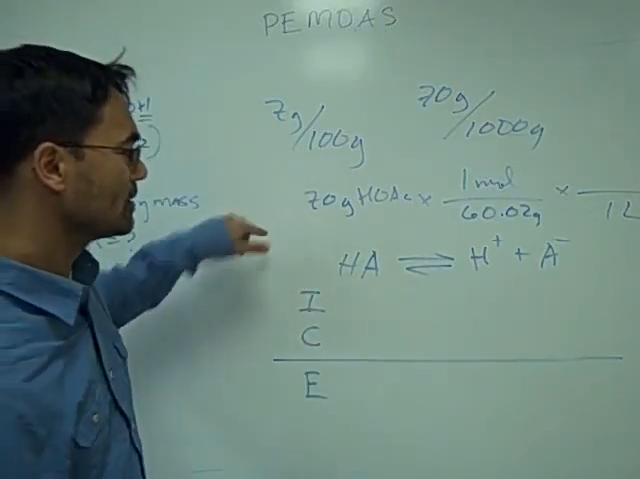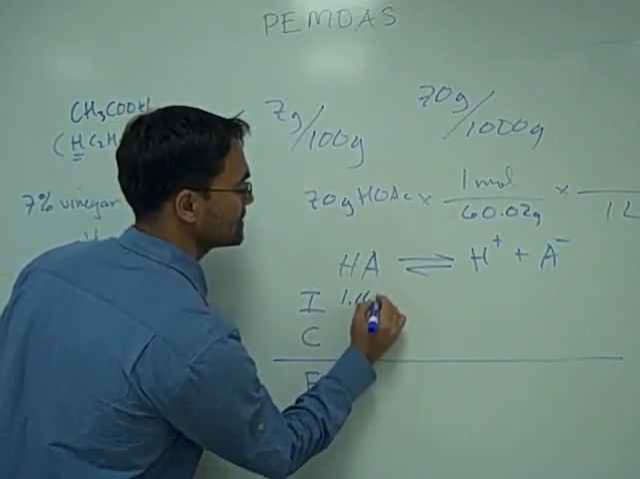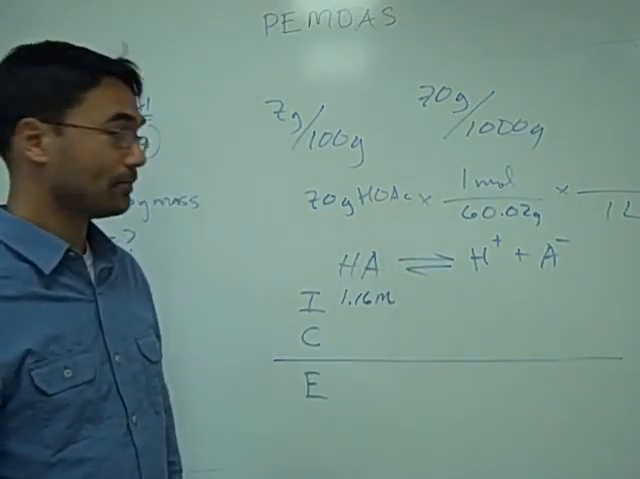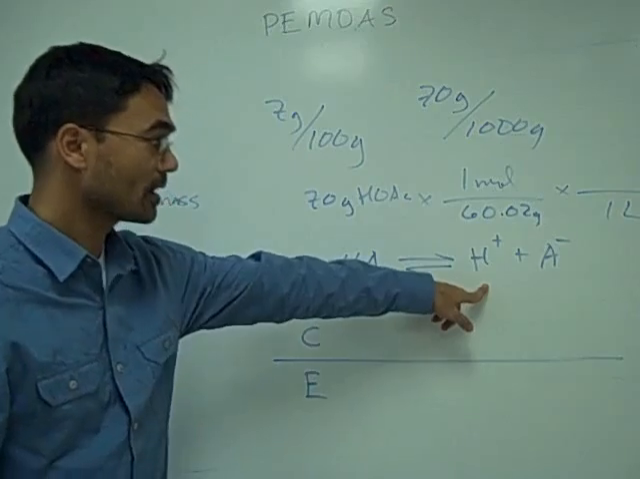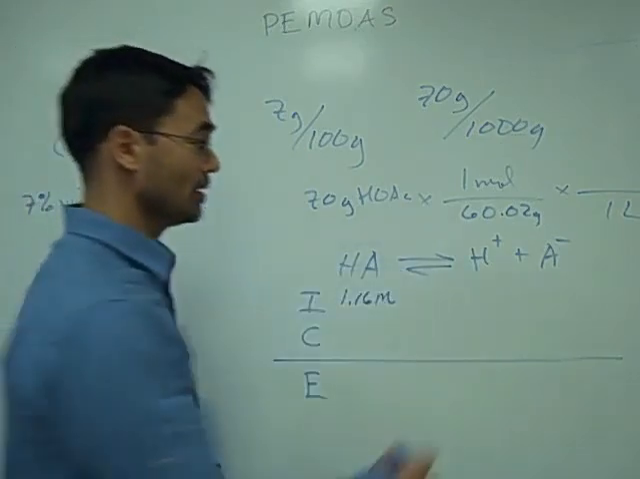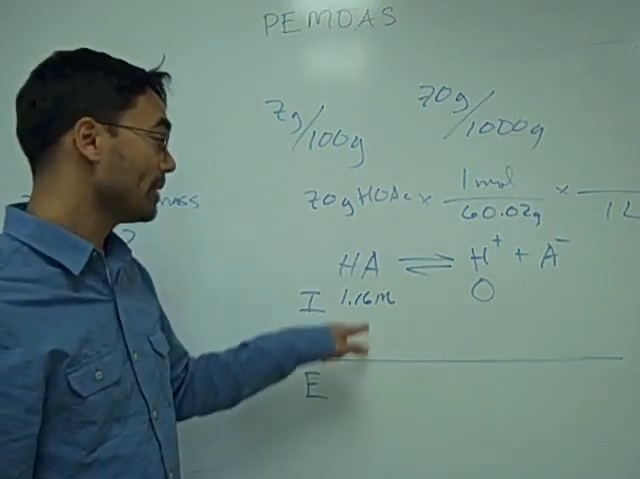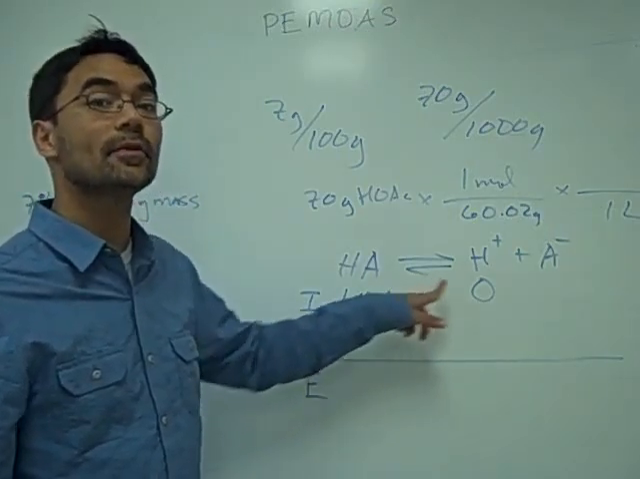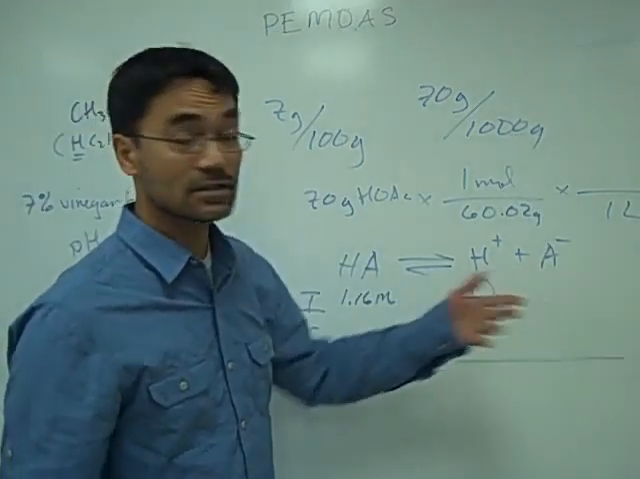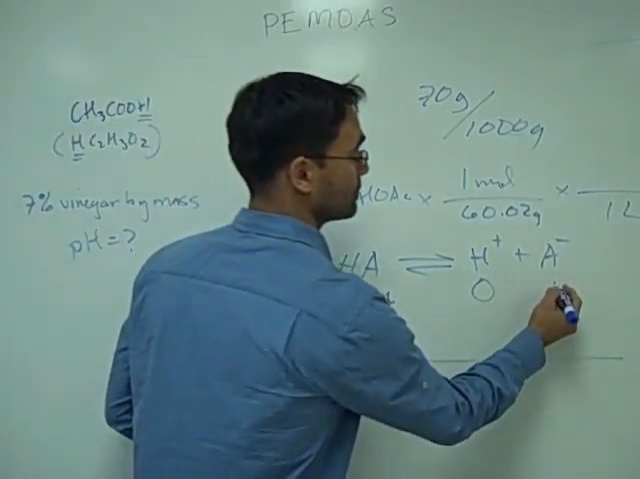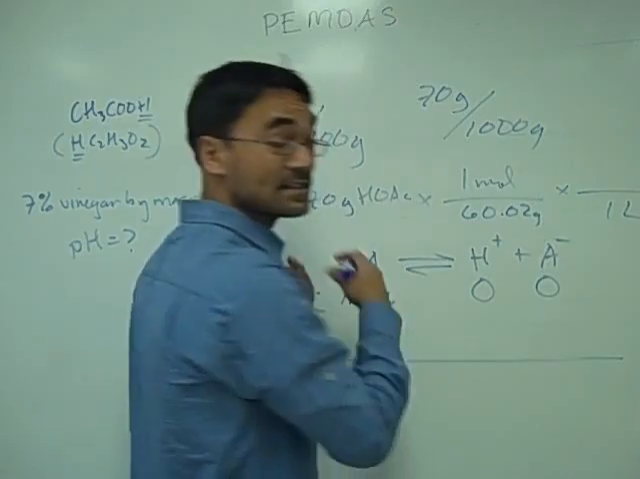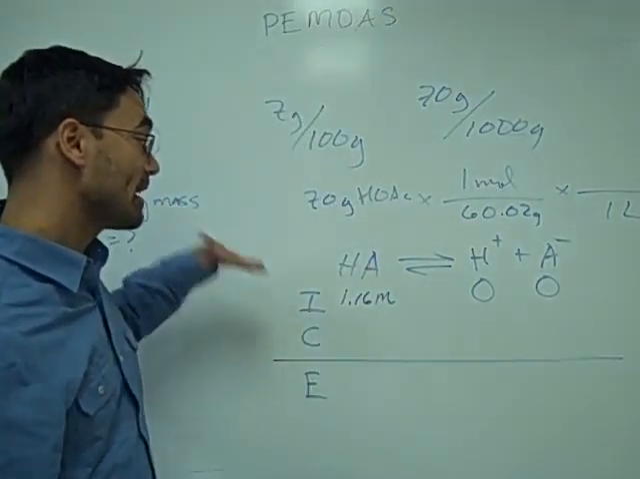I worked out this calculation real quick, and that is 1.16 molar acetic acid. Now, initially, our concentration of hydrogen we're going to label as a zero. It's not really zero. There are some hydrogen ions in all samples of water, but compared to the amount we're going to generate, it's practically zero. And of course, initially there are no acetates present because it hasn't ionized yet. So that's our initial condition.